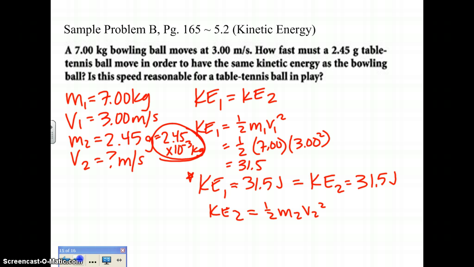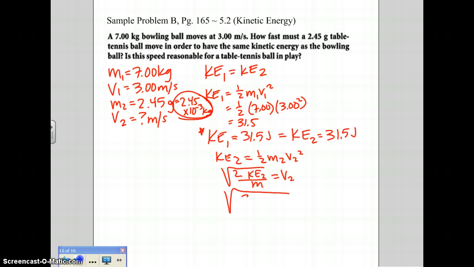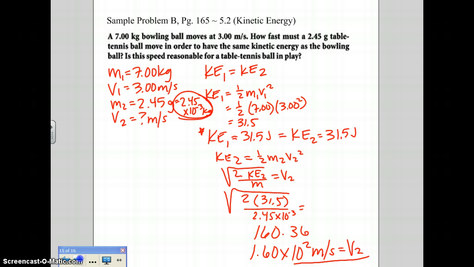Okay, and then we need to rearrange it, and when we rearrange this, we're going to get the square root of 2 KE2 all over m is going to give us our v2. Plugging into this is going to give us 2 times 31.5 divided by 2.45 times 10 to the negative third. Putting that in your calculator gives you 160.36, which gives you 1.60 times 10 to the second meters per second for your second velocity.